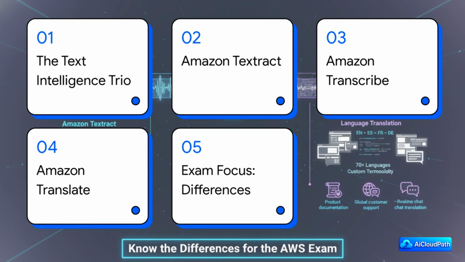All right, here's the game plan. First, we'll quickly look at what these three services have in common. Then we're going to do a deep dive into each one individually: Textract, Transcribe, and then Translate. And to wrap it all up, we'll hit the most important part: a direct comparison with the key differences you absolutely need to know, especially if you've got an exam coming up.